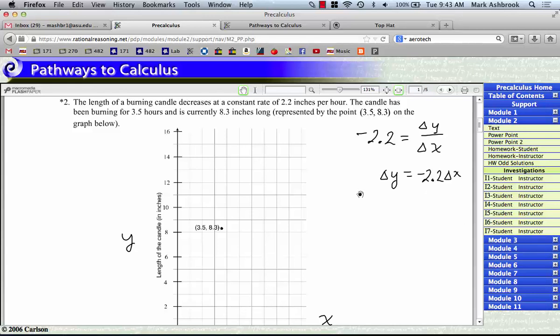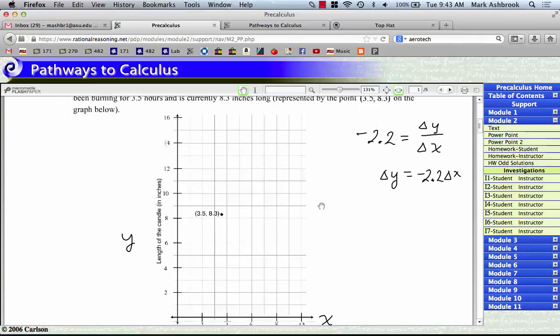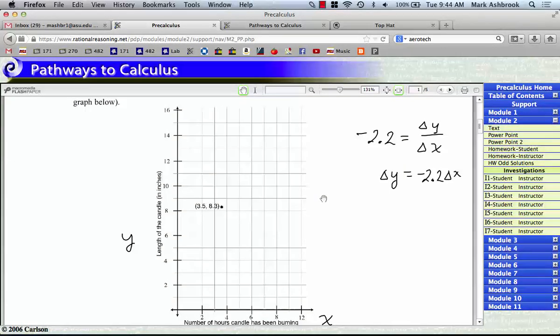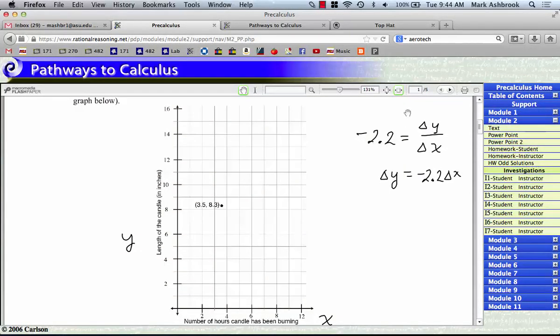Okay, so let's work through this. The first question says we want to represent on the graph a change of 2 hours, starting at 3.5 hours. What will I do here? Draw a vertical, diagonal, or horizontal line? Horizontal. I want to represent a horizontal change in time of 2, so that will be about to here. So that's a delta x equal to 2, positive 2 because it's heading to the right, meaning increasing time.